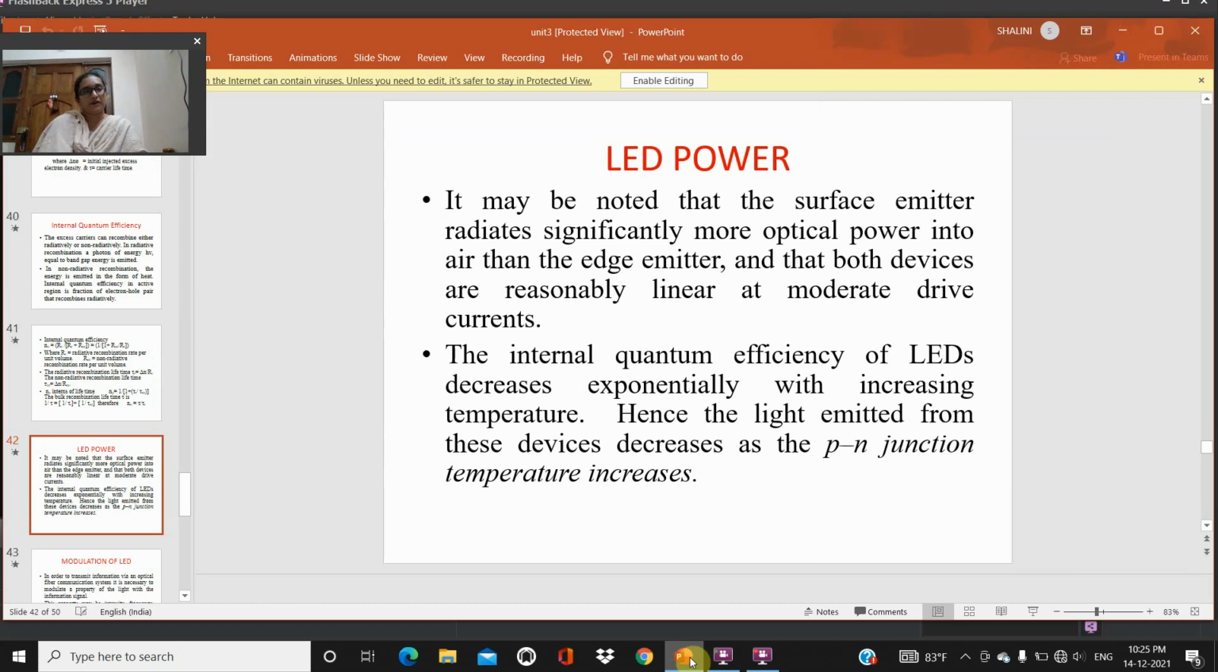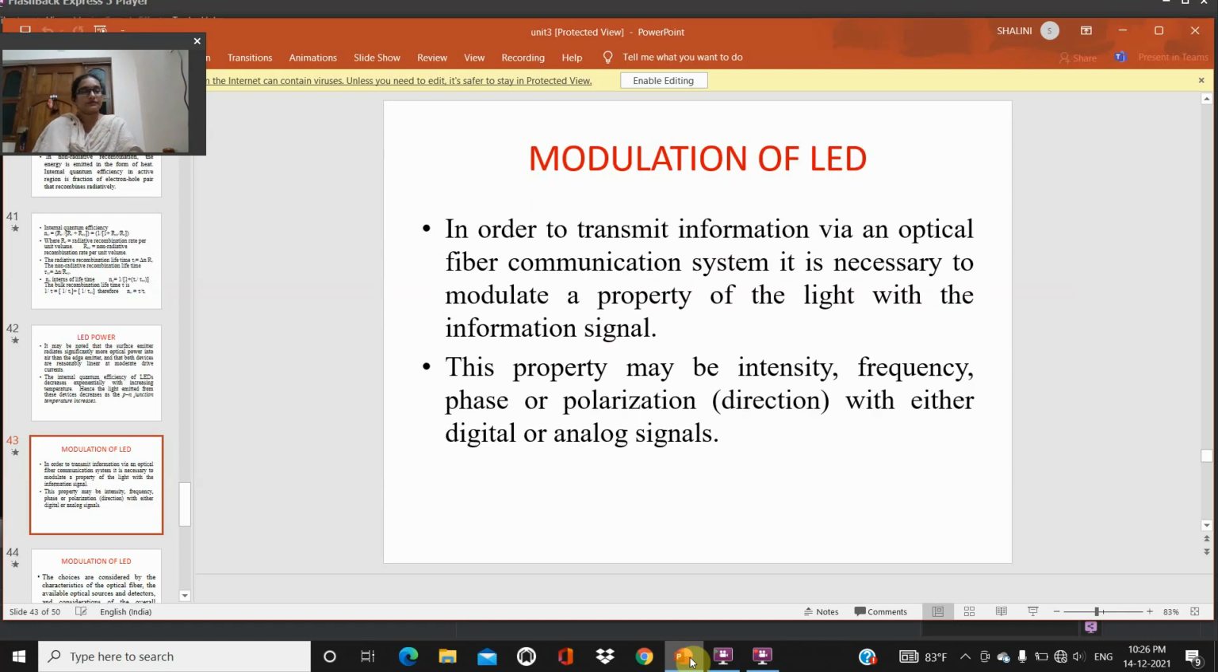So what is LED power? It may be noted that the surface emitter radiates significantly more optical power into air than the edge emitters, and both devices are reasonably linear at moderate drive currents. The internal quantum efficiency of LEDs decreases exponentially with increasing temperature. Hence, the light emitted from these devices decreases as the PN junction temperature increases.